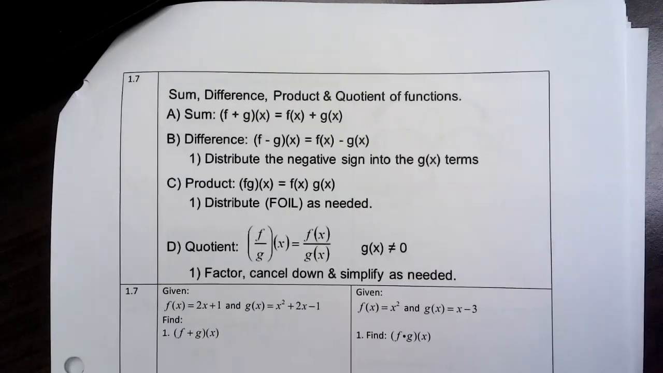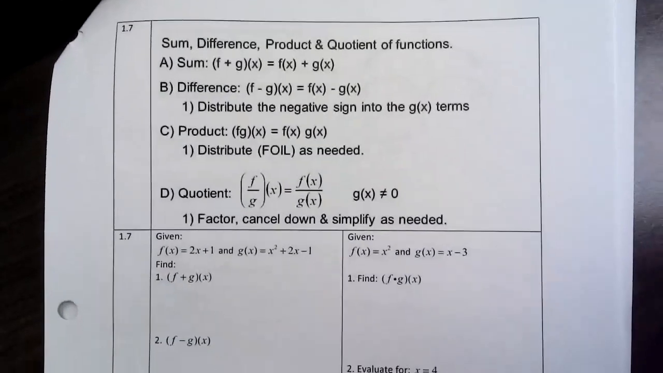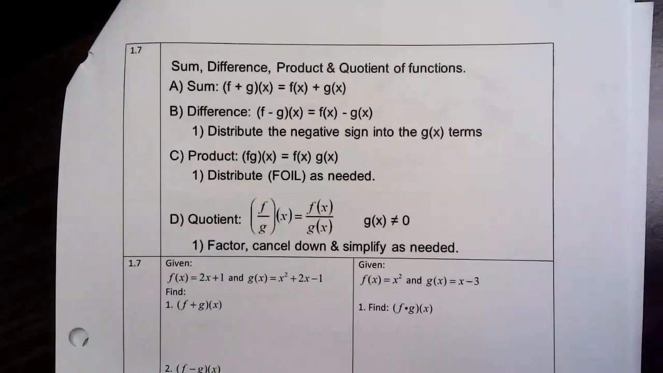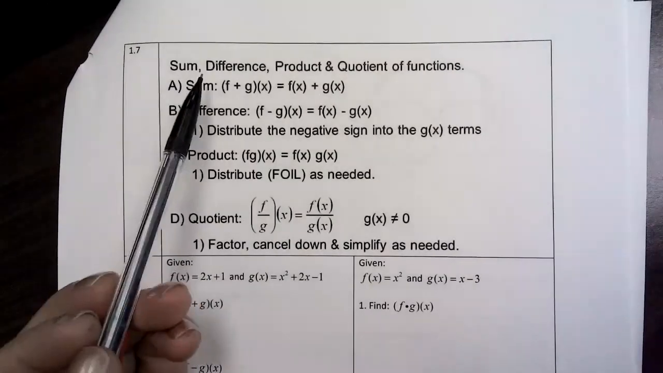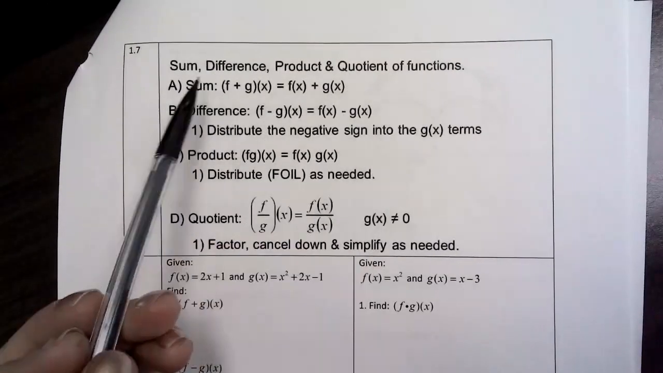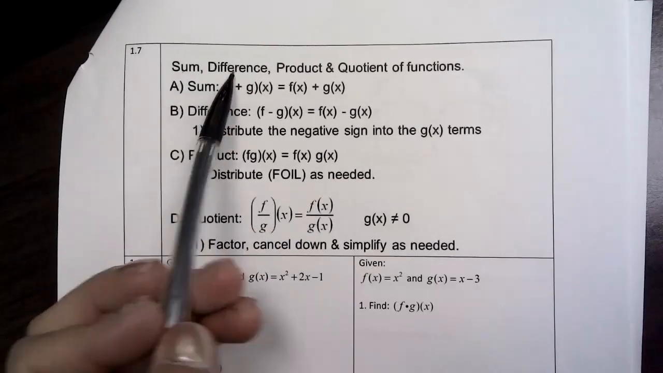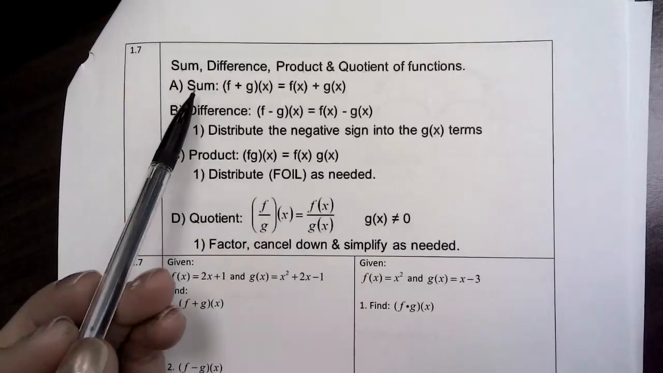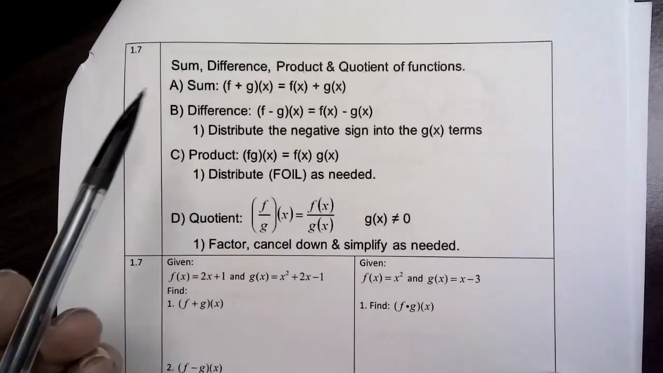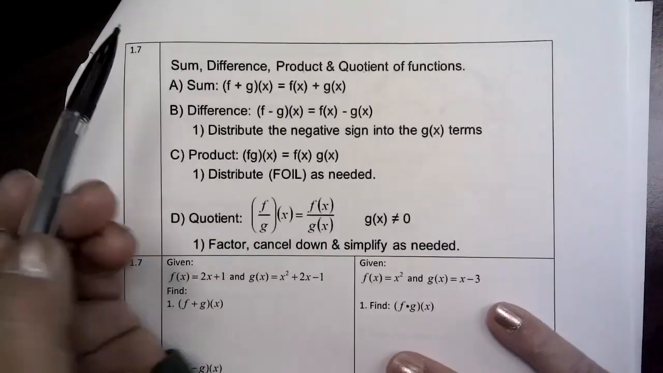So this is 1.7. It's our last section in the chapter 1 notes, so get ready for your test. Today we're talking about sum, difference, product, and quotient rules of functions. Sum is adding, difference is subtracting, product is multiplication, and quotient is division. This should all be review, but we're going to talk about it anyway.